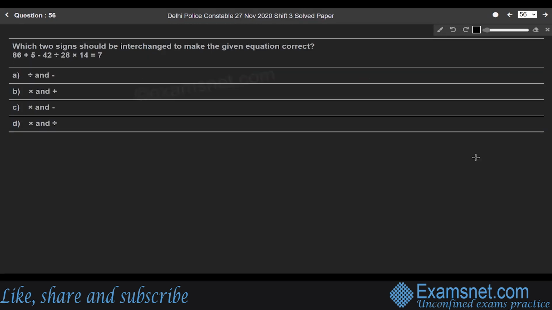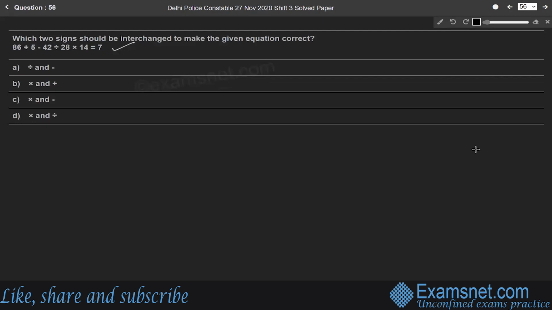Question 56. Which two signs should be interchanged to make the given equation correct? So, the given equation is like this. Let us start with the first option. Division and subtraction signs are interchanged in the given expression. So the expression becomes 86 plus 5, instead of minus we are using divided by 42, instead of division we are using minus 28 into 14 is equal to, according to the BODMAS rule.